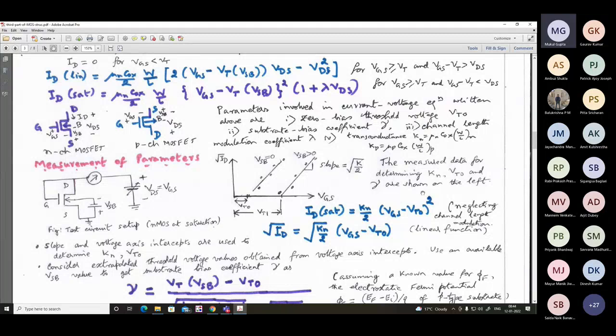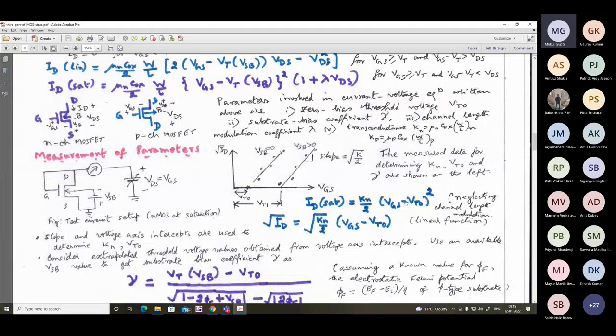So when you are calculating the other parameters, if you leave out lambda, it will come later. Lambda will come later when VGS is taken to be very small and for two different values of VDS we consider the current, and from there we calculate lambda. But when we are busy calculating the other parameters, namely the zero bias threshold voltage VT0, substrate bias coefficient gamma, and also the transconductance parameter, it is better to ignore lambda for the time being.